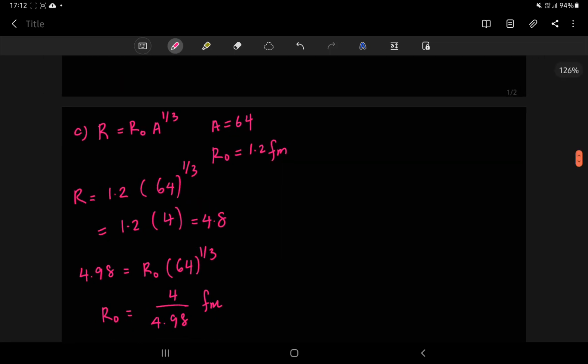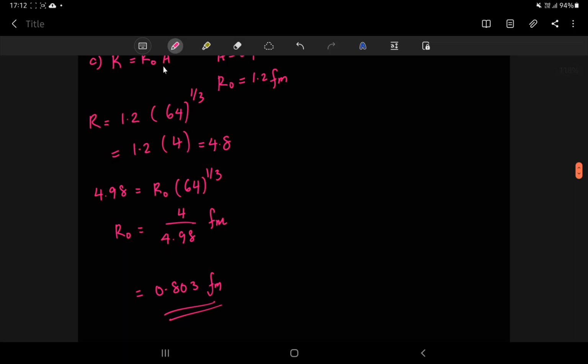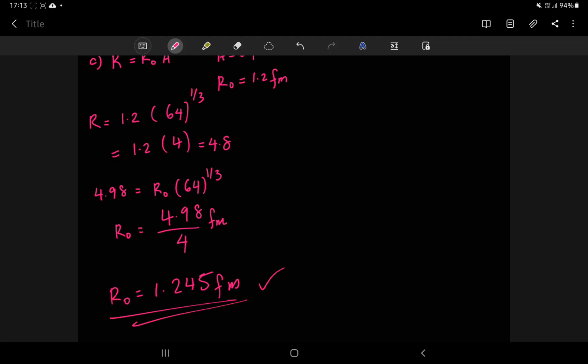Okay, so wait, am I correct? Wait, I think there is a mistake here. This is supposed to be 4.98 divided by 4, not the other way around. So this was a mistake. It is 1.245 femtometer. So this is the most appropriate value for r naught, so that it fits the experimental data.